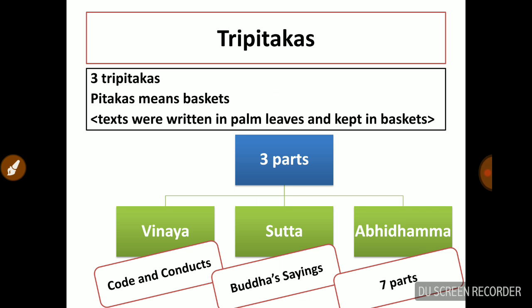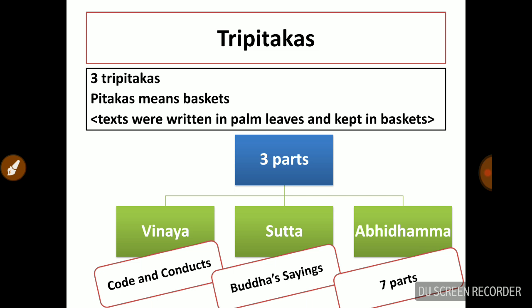Tripitaka means three Pitakas, three baskets, where the Buddhist monks wrote their rules and regulations, their stories, and kept these papers, or at that time leaves, in three baskets. That's why it's called Tripitaka. Pitakas means baskets. Which are those three Pitakas? The first one is Vinaya Pitaka, the second one is Sutta Pitaka, and the third one is Abhidhamma Pitaka.